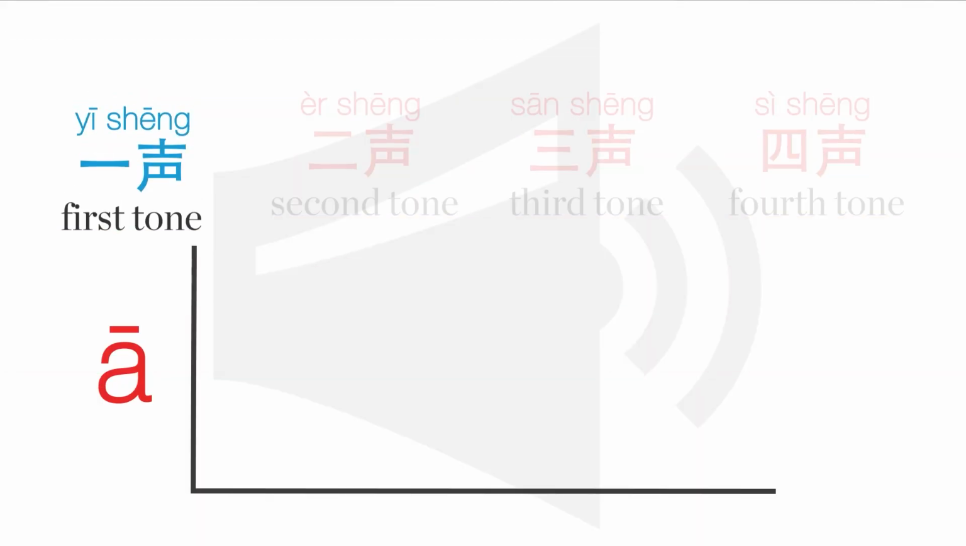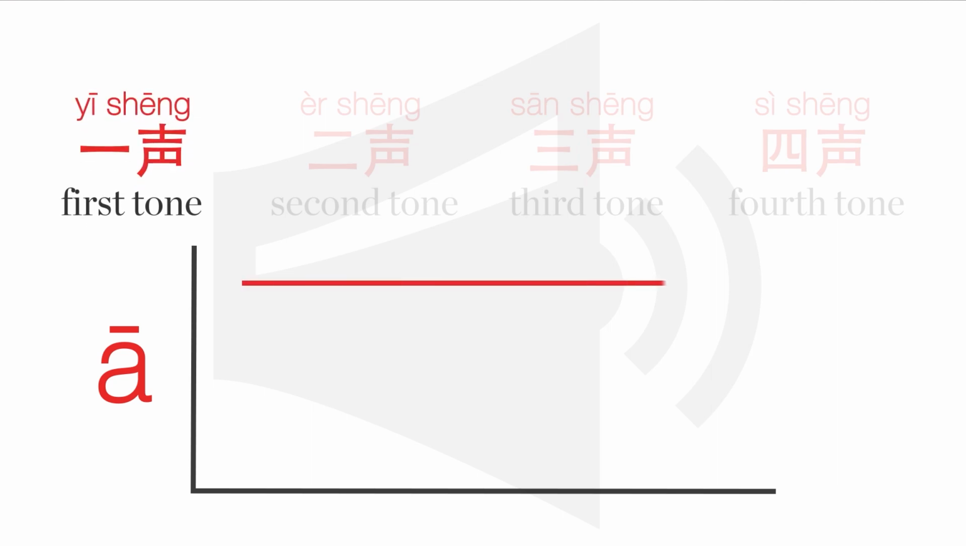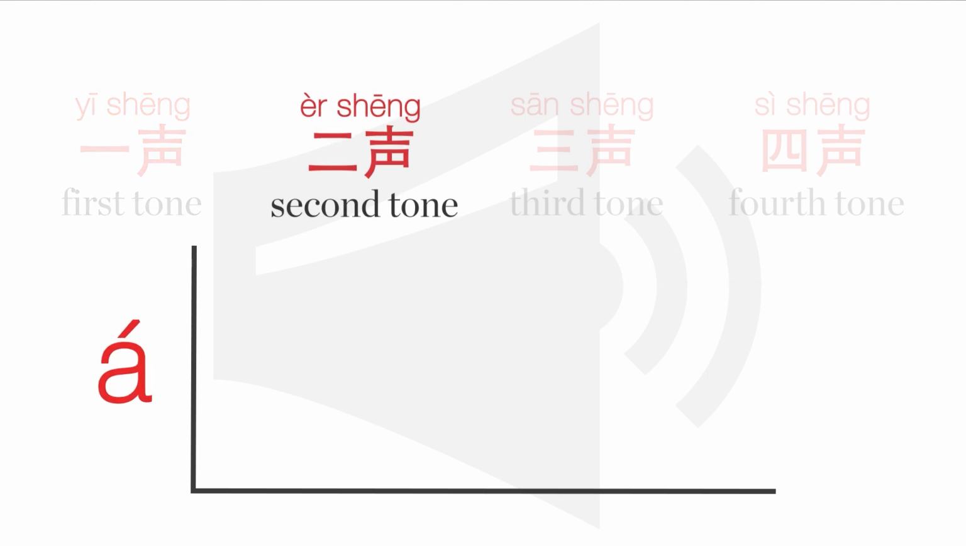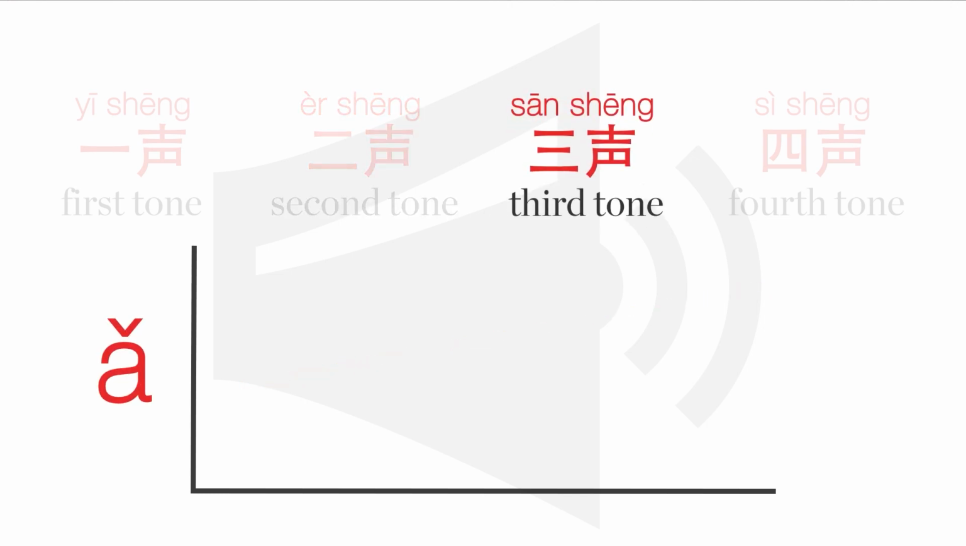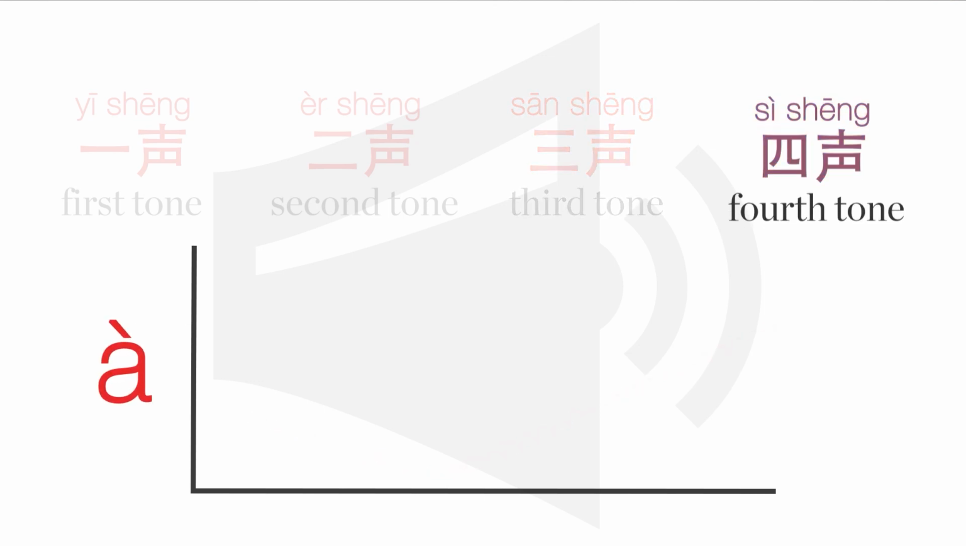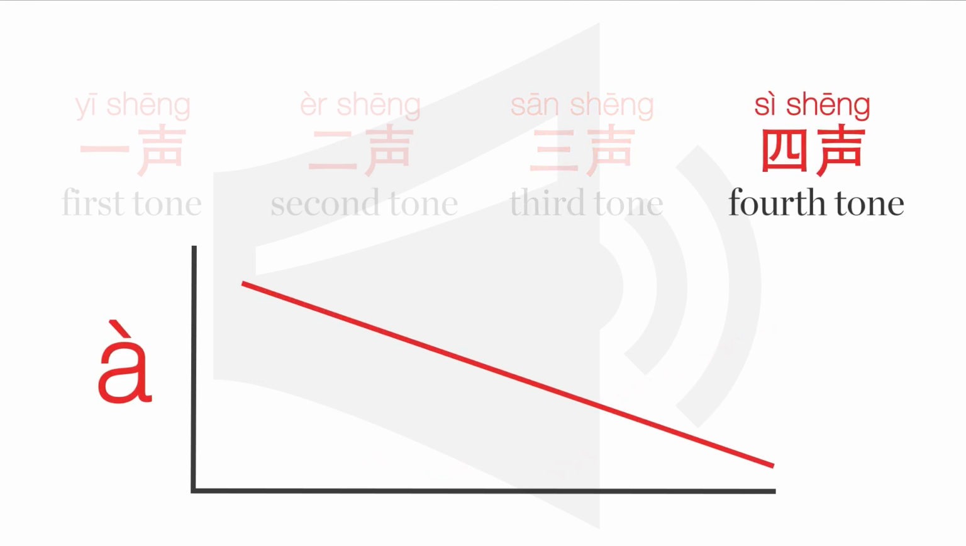First tone, 一声, is high and steady. Second tone, 二声, starts with a little lower pitch and goes up. Third tone, 三声, is even lower. It first dips down, then rises.